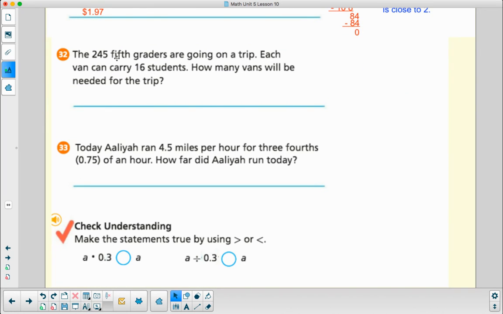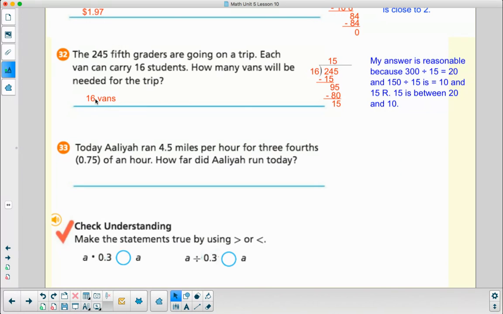32. The 245 fifth graders are going on a trip. Each van can carry 16 students. How many vans will be needed for the trip? I know I have to divide the fifth graders into groups of 16 students to go in the vans. When I divided, I got 16 vans.